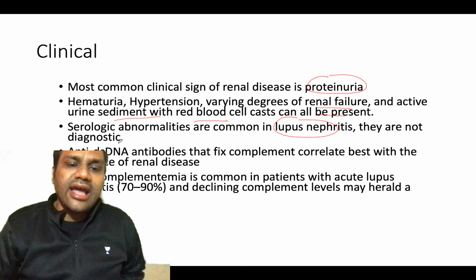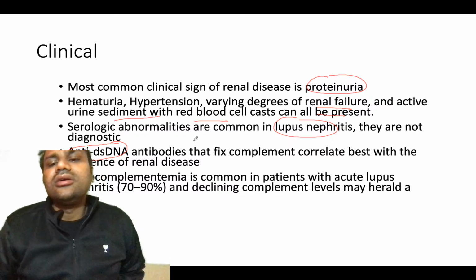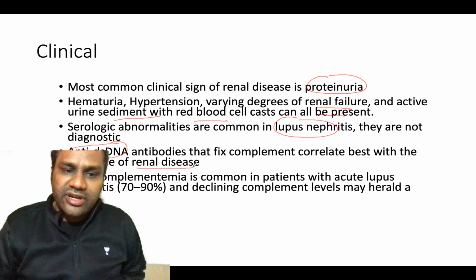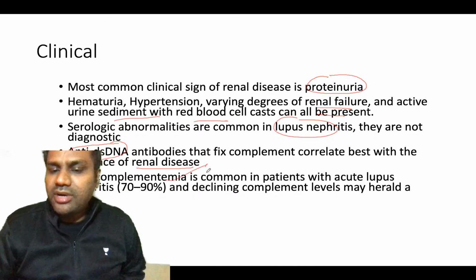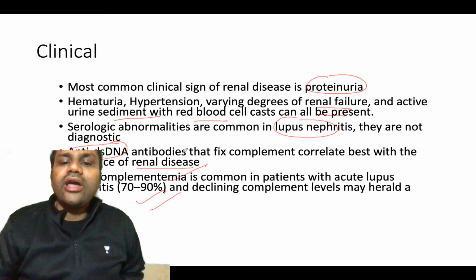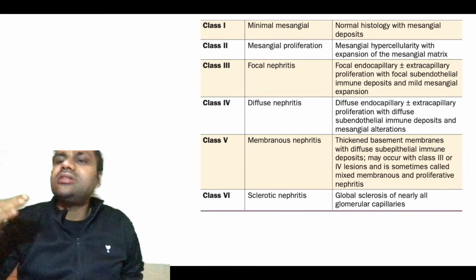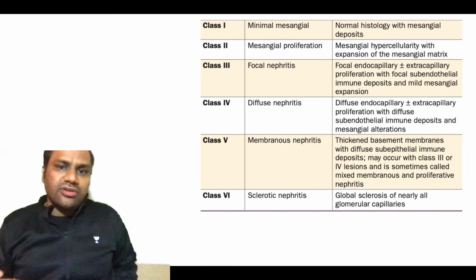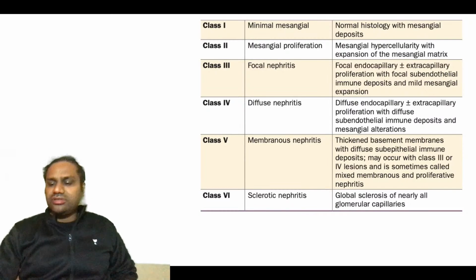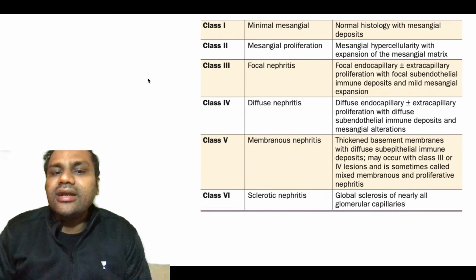They are not diagnostic. Anti-double stranded DNA antibody is seen in the presence of renal disease. Hypocomplementemia is common in patients with acute lupus nephritis. And if complement is falling, it means there is a flare of the disease. SLE flares, SLE increases, if the complement is decreasing.